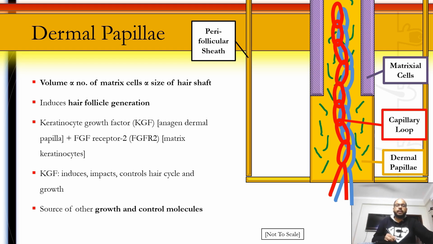Now, the dermal papilla induces hair follicle generation. We know it starts the anagen phase by moving upwards and inducing the secondary hair germ. If you want to go into more detail, look at last week's lecture on the hair cycle. It produces all sorts of growth factors, like keratinocyte growth factor and FGF receptor 2, a lot of growth factors which are responsible for the cycling of the hair follicle. Okay, so let's move forward.